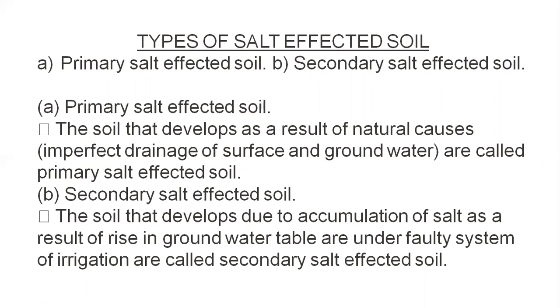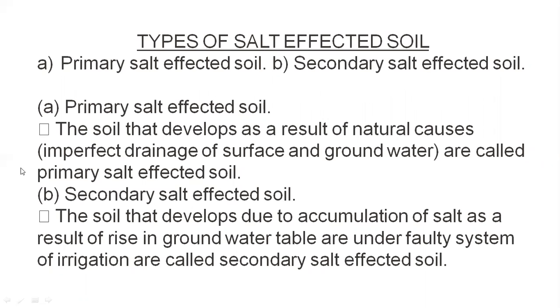Types of salt affected soils are primary salt affected soil and secondary salt affected soil. Over here, E should be replaced by A, and here it should also be done. Secondary salt affected soil, primary salt affected soil.